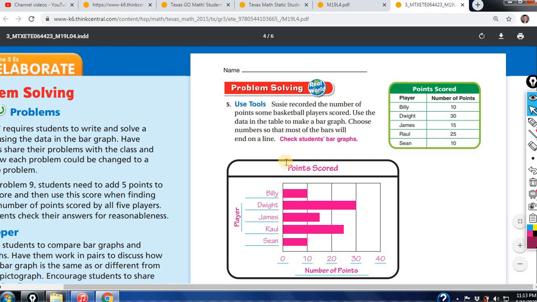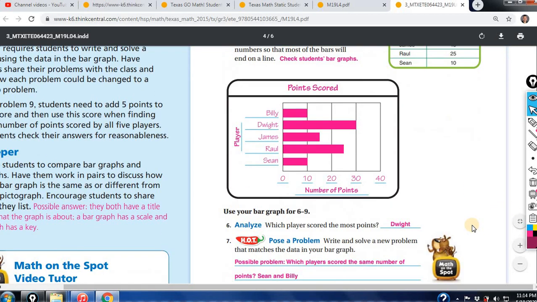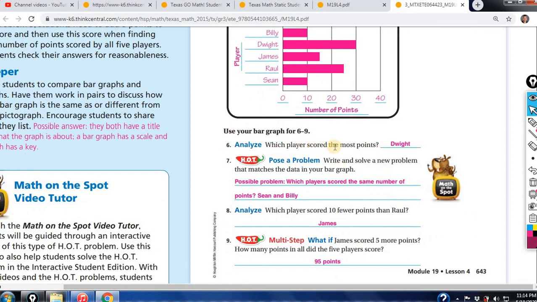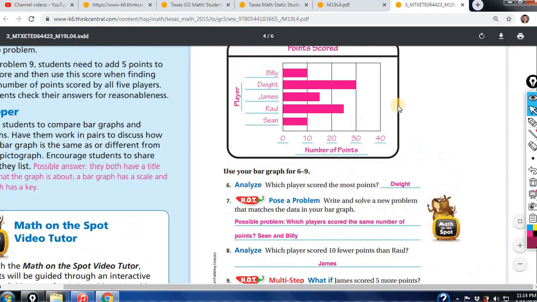So notice, make sure you have your title, everything identified in the graph. This is very important. You cannot leave any of this out because if somebody comes and looks at it, they're going to be able to read it if you have everything labeled. Then we just answer the questions. Which player scored the most points? We'll just go and look. It'd be Dwight, right?